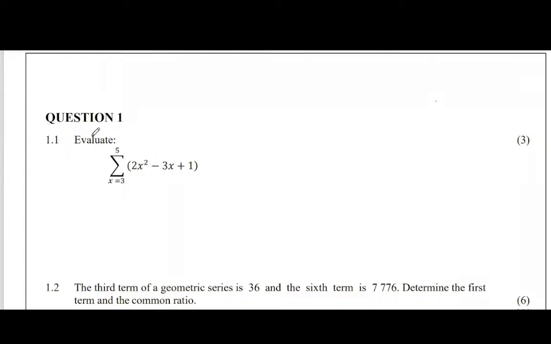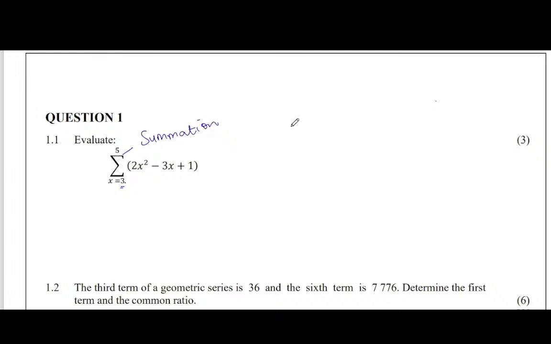Then 1.1, they're asking us to evaluate the sigma of x equals 3 up to 5. So the starting point must be x is 3, and the last n must be 5. First of all, we need to understand what the symbol sigma means. Sigma is a shortcut for sum, or sometimes we call it a summation. In other words, you must get the summation of all the terms within this sequence or pattern from x equals 3 up to 5.